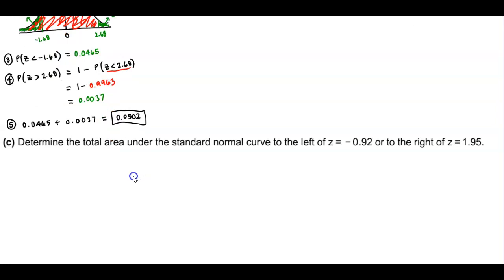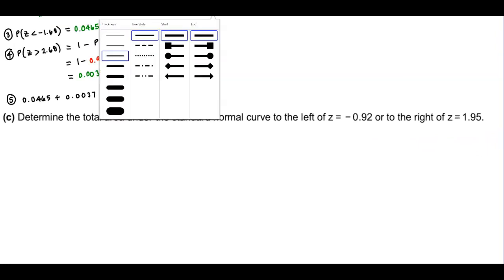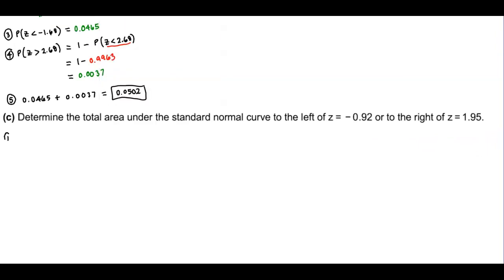Okay, next what we want to do is determine the total area under the standard normal curve to the left of z equal to negative 0.92, or to the right of z equal to 1.95. So what we're looking for is the total area, and that's taking the probability of z being less than negative 0.92 plus the probability of z being greater than 1.95.